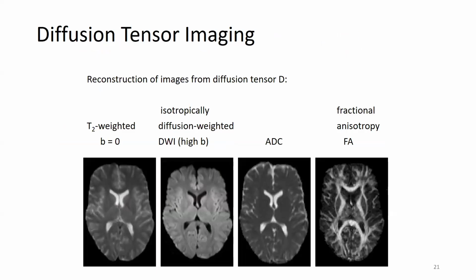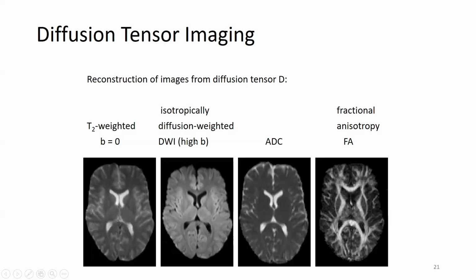Then we did this for all the directions, 6 directions at a high B value, or 12 or 14, and I can reconstruct different maps again from it. Just as I could reconstruct my ADC map from the B0 and the B1000, I can reconstruct different maps from my diffusion tensor. And of course, I still have my T2 weighted or the B0. Well, you know about this, you recognize this.